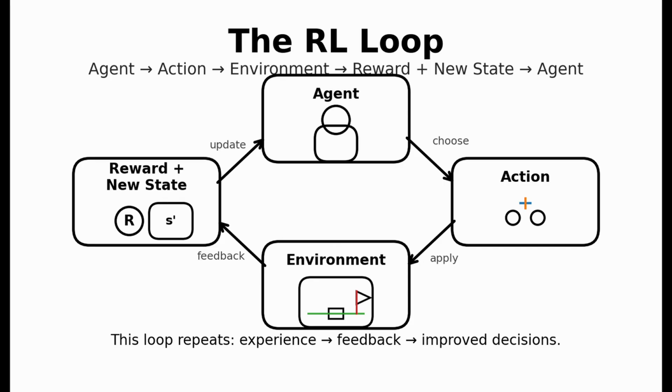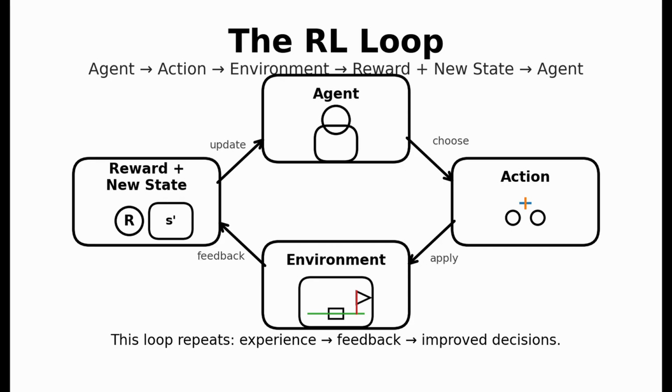That's it. The decision maker is called the agent. The thing it's interacting with is the environment. And the environment is basically everything outside the agent. The game, the robot's physics, the market simulator, the recommendation platform, whatever generates consequences. So whenever you hear RL people talk, they're basically describing variations of this loop. Agent observes, agent acts, environment responds, agent receives reward, repeat.